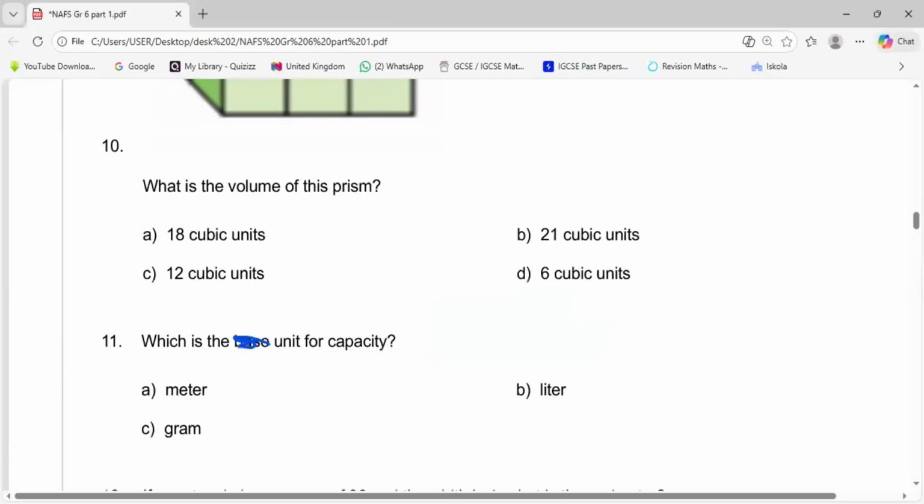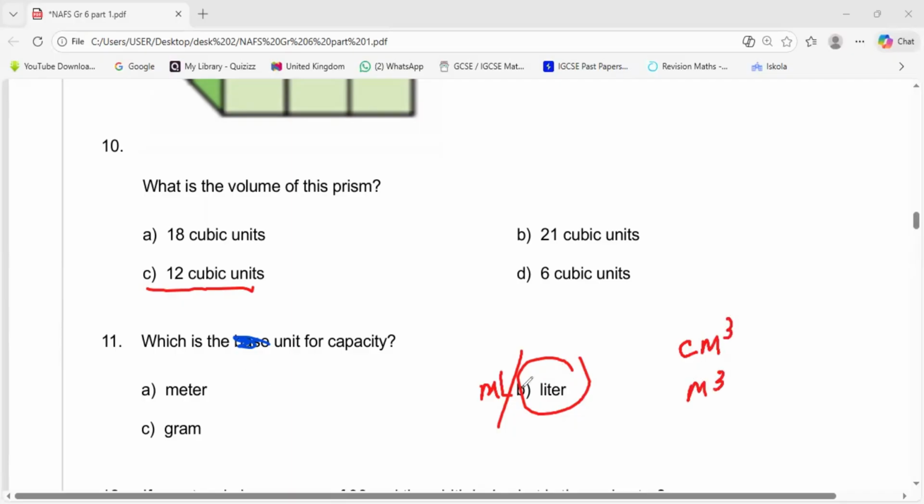Where is the answer? It is 12 unit cube. The next one, which is the unit of capacity? Capacity is liter. For any liquid, the capacity is liter or milliliter. Liter or milliliter for capacity. Or maybe centimeter cube or meter cube. Here in the multiple choice we have milliliter, liter, and so on. The next one.